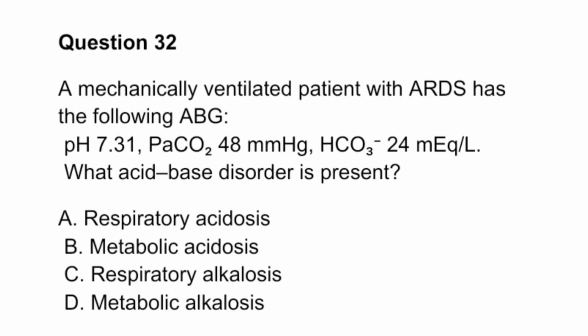Question 32. A mechanically ventilated patient with ARDS has the following ABG: pH 7.31, PaCO2 48 mmHg, HCO3- 24 milliequivalents per liter. What acid-base disorder is present? A. Respiratory acidosis. B. Metabolic acidosis. C. Respiratory alkalosis. D. Metabolic alkalosis.